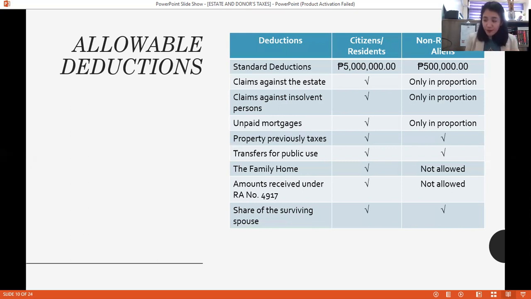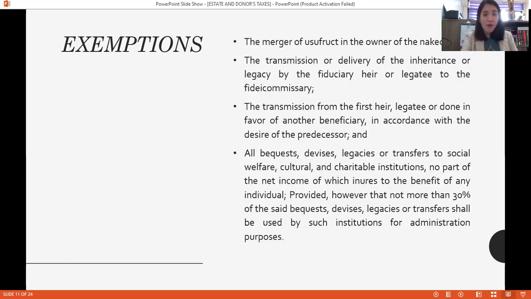Then we have amount received by heirs under Republic Act number 4917. So, if you can notice na with respect to family home tsaka amounts received under Republic Act number 4917, hindi siya allowed as deduction kung ikaw ay non-resident alien. But the rest, pataas, allowed siya. Tsaka yung share of the surviving spouse. One half ng conjugal or community property.